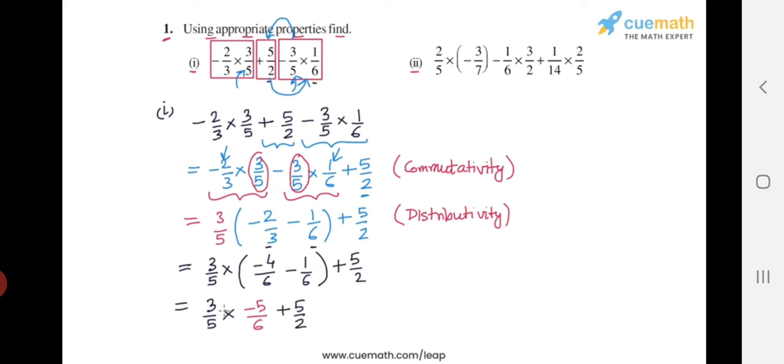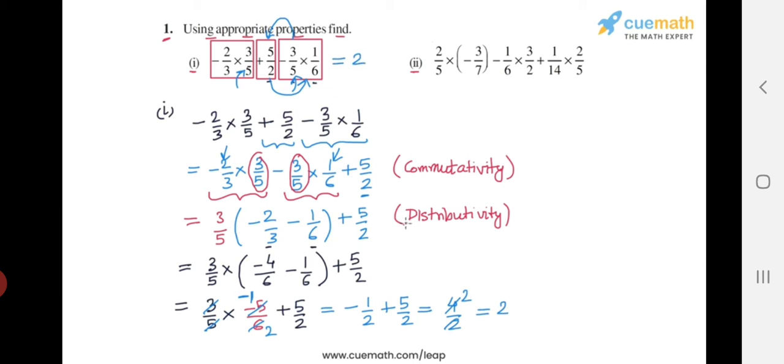Now let's simplify this. So 5 and minus 5 gives us minus 1, and 6 divided by 3 is 2. So we get minus 1 by 2 plus 5 by 2, and now the denominators are the same, so we can simply add the numerators. So we will get minus 1 plus 5, or 4 by 2, and that will give us 2. So the value of the first expression is 2.